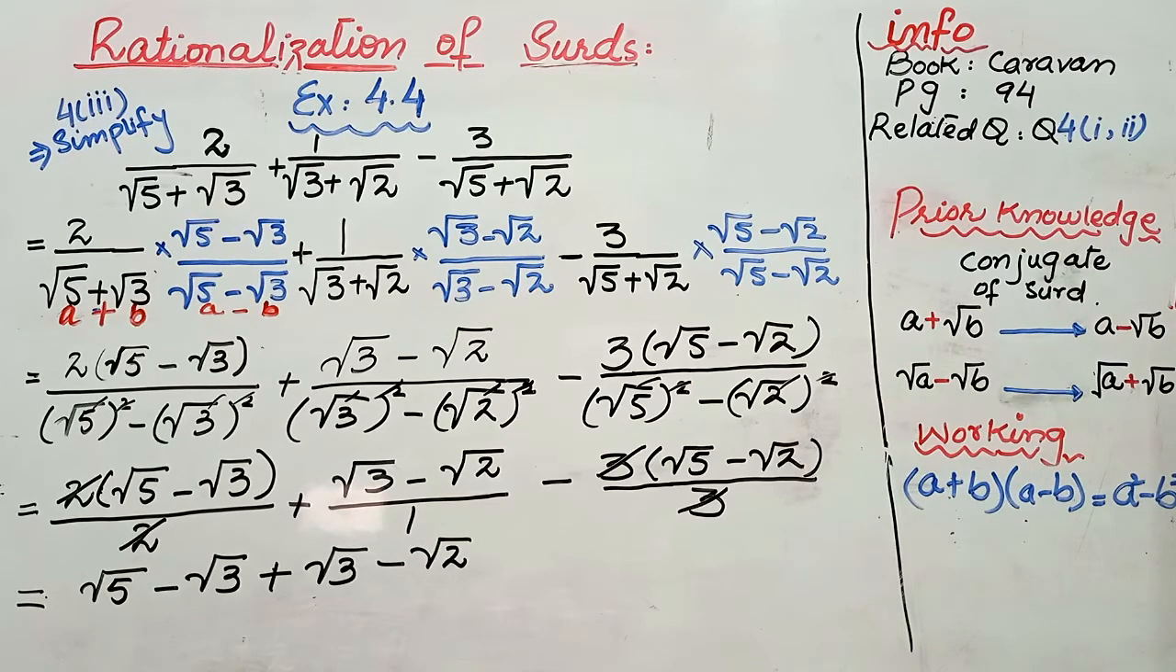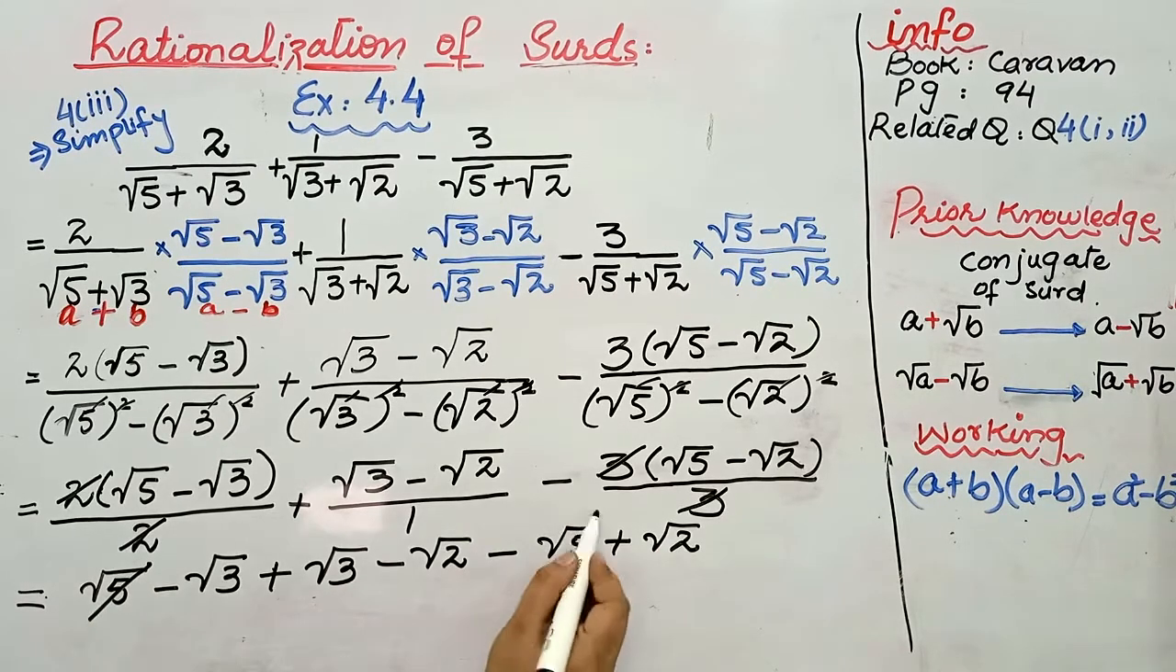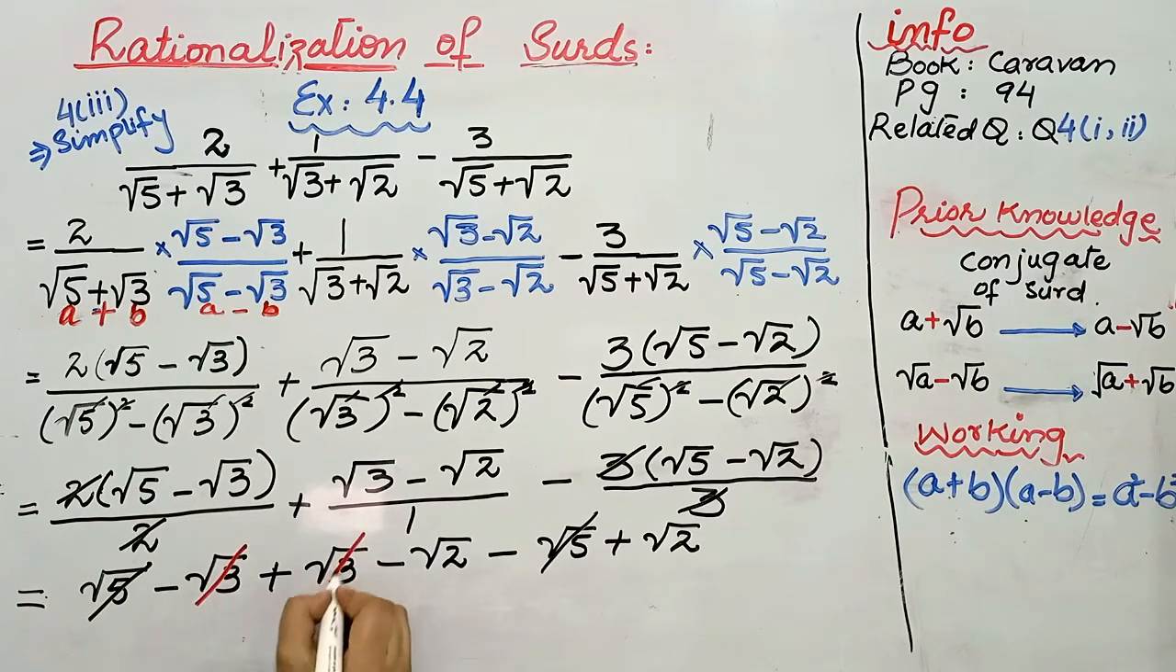Now if I apply the minus and open the bracket, it becomes positive under root 5 and minus minus, plus under root 2. Positive 5 is cancelled with positive 5. Minus 3 is cancelled with minus 3. And positive 2 is cancelled with positive 2. So the answer will be 0.